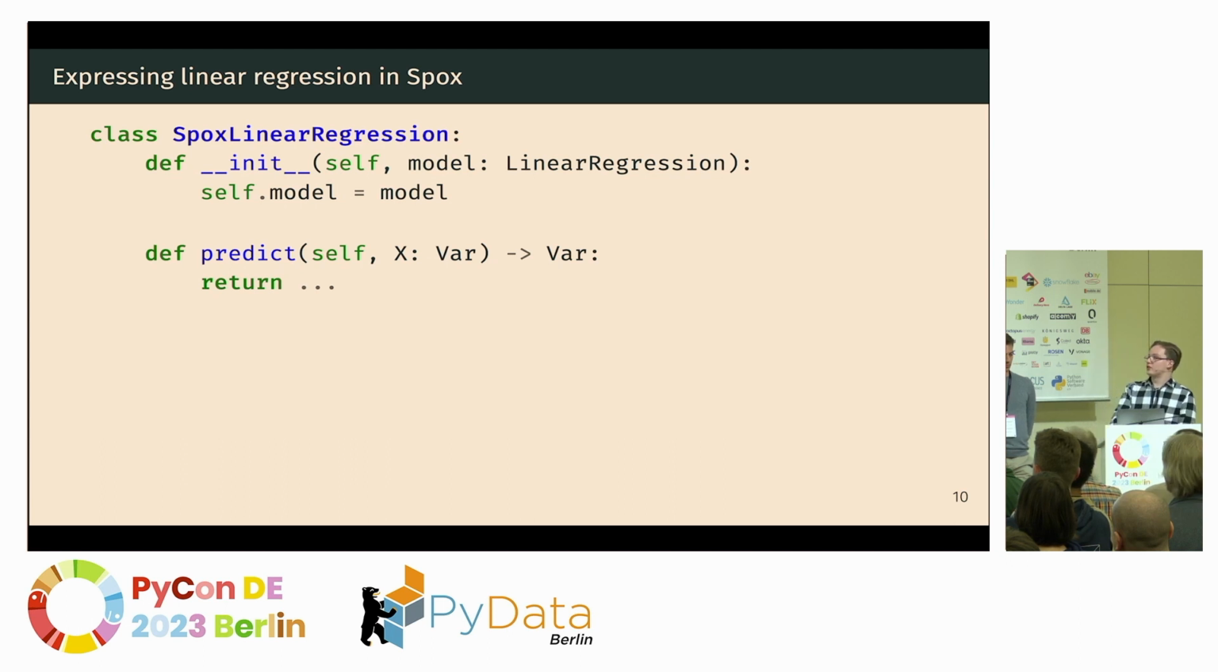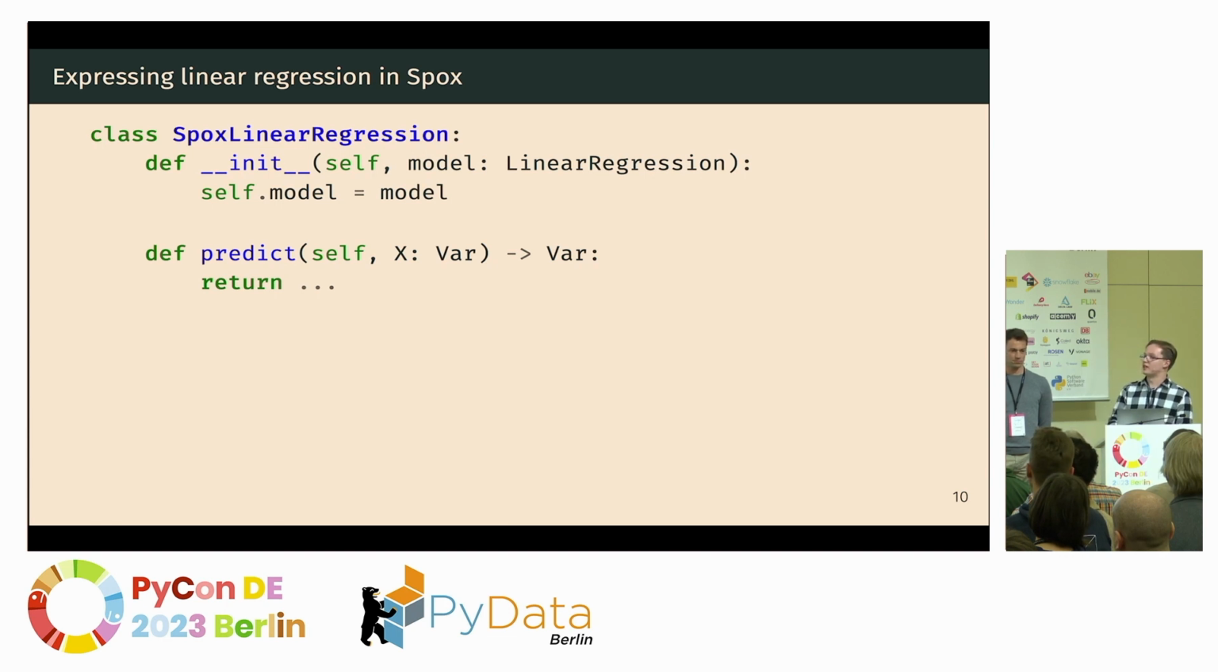Now, the nice thing we're going to do is actually replicate the same interface the linear regression object has with the converter object, with the Spox version of it. So this predict method is going to take this Var object, which I'm going to explain in a second, and return some new Var. So now what is Var? In Spox, we abstract away the fact that, because we're describing the inference logic, there's no concrete runtime value. There's no array to speak of. So instead, Var represents this variable, this lazy value that will exist at runtime.